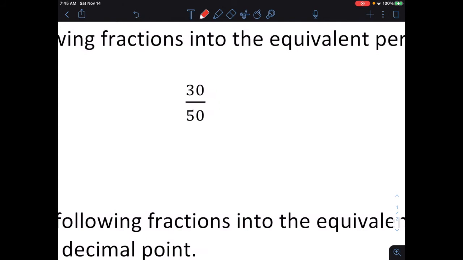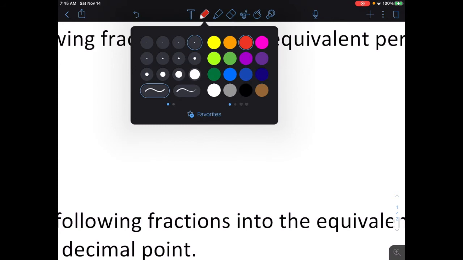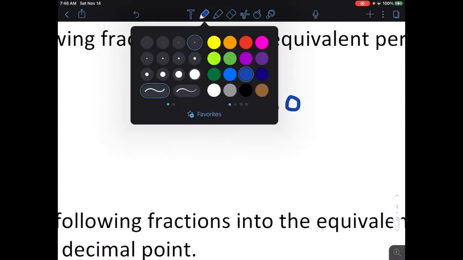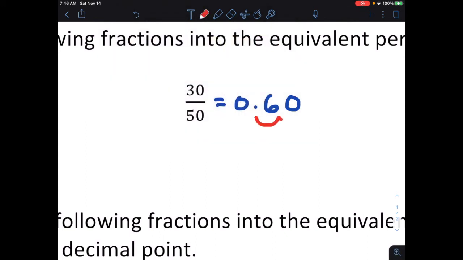30 divided by 50. Now this one, some people might be able to do without a calculator, but if you need a calculator, that's okay. So 30 divided by 50 is 0.6. And remember, anytime we have just one number to the right of the decimal, let's add a 0, because when we move that decimal forward 2 places, it becomes 60%.